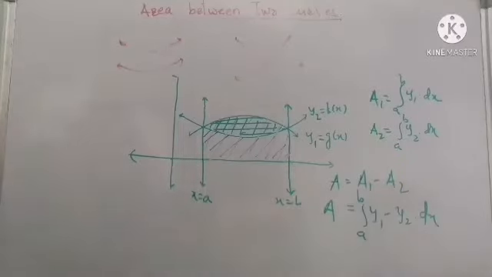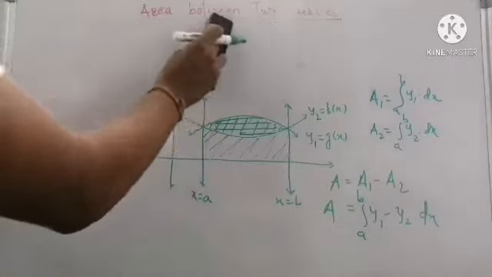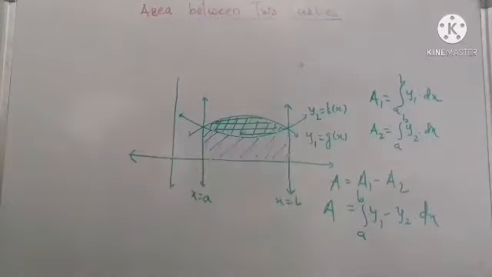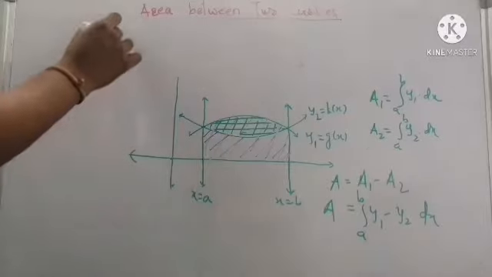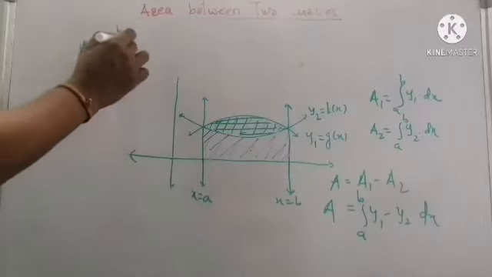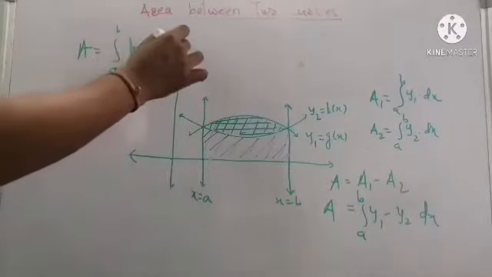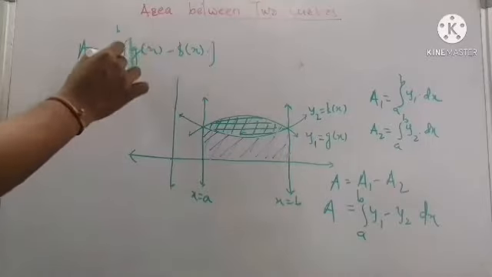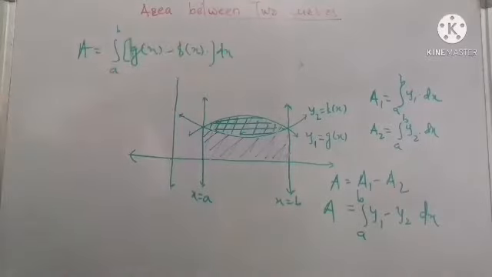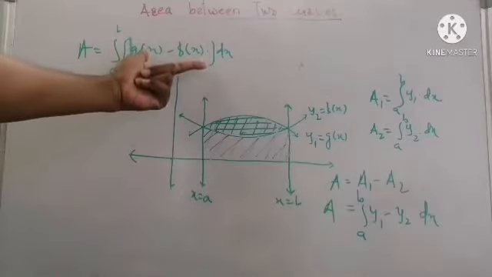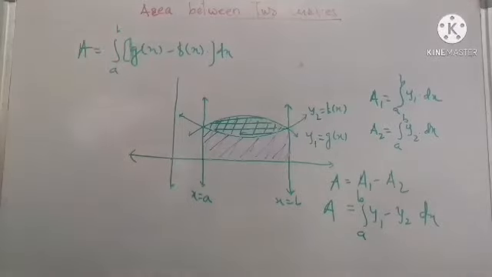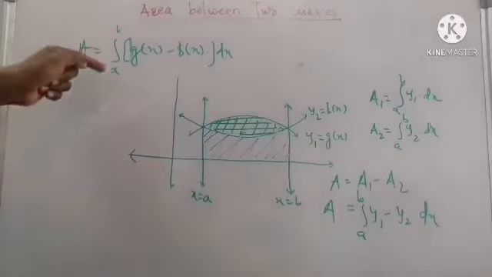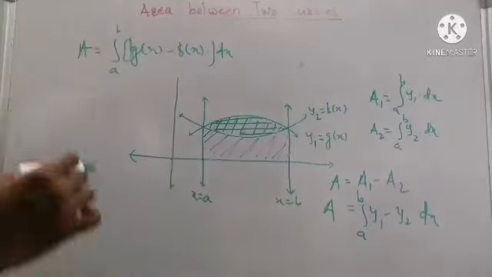As we can put y1 as g of x, and y2 is equal to f of x. So the required area A is equal to the integration from a to b of g of x minus f of x into dx. That is, subtraction of the equations of the curves, integrated between the points of intersection, the x coordinates a to b, with respect to x.